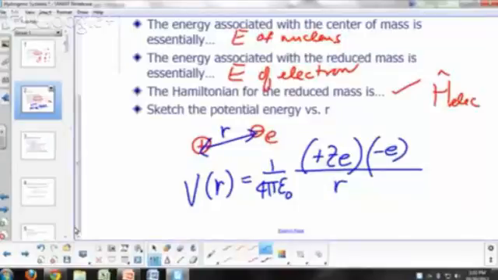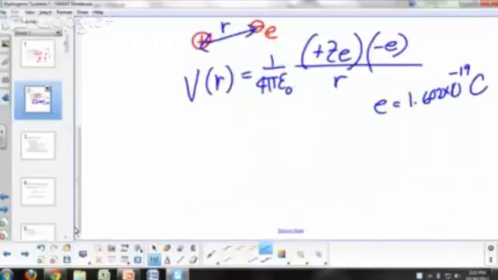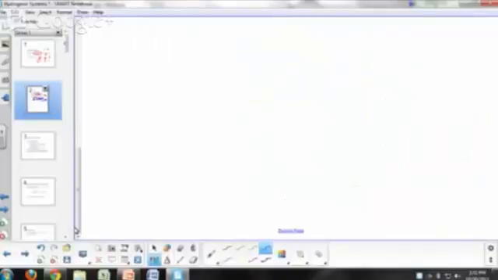Okay? What does this plot look like? What's e, by the way? Charge of the electron is how much? Smallest unit of charge? 1.602 times 10 to the negative 19 coulombs. What would that potential energy look like?